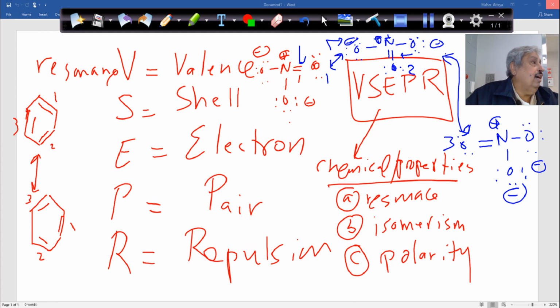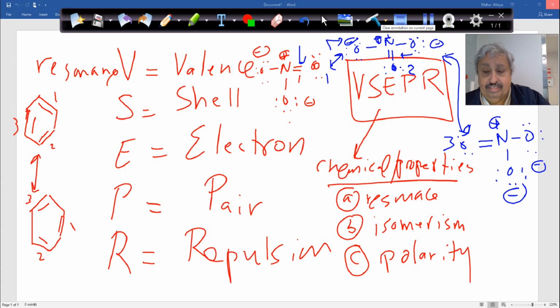Isomerism: VSEPR will give us an idea of the isomerism. The molecule can have the same molecular mass and the same molecular formula, however, in space the orientation is different. So I can give you an example of isomerism. Can I take this one out?